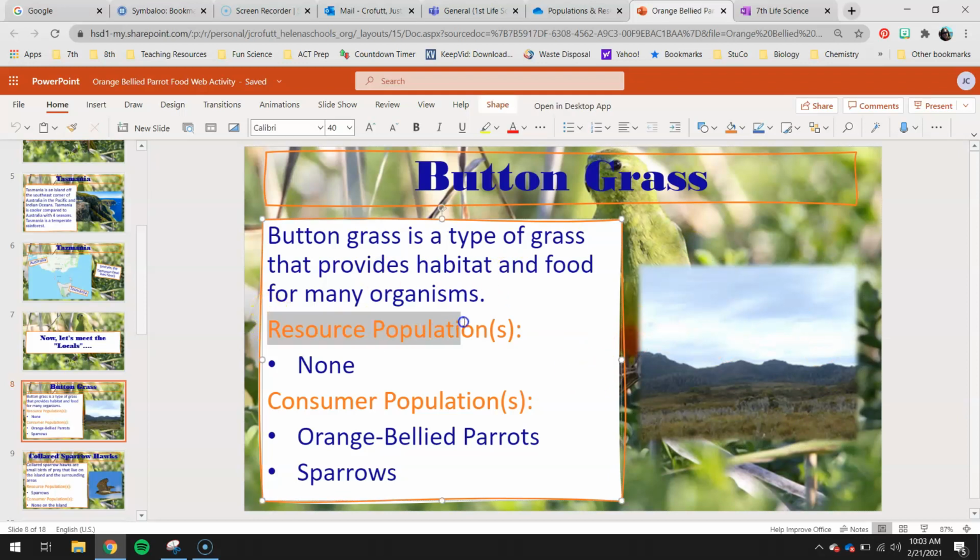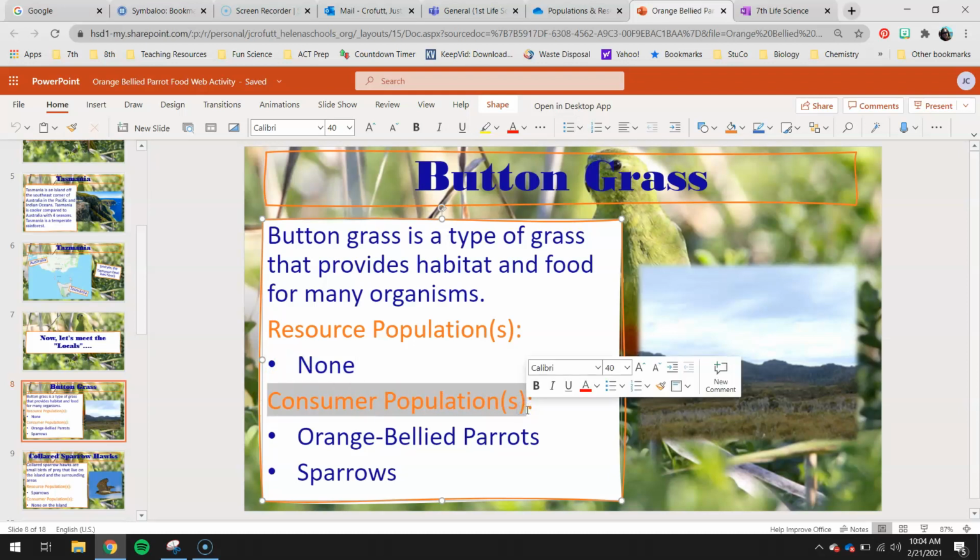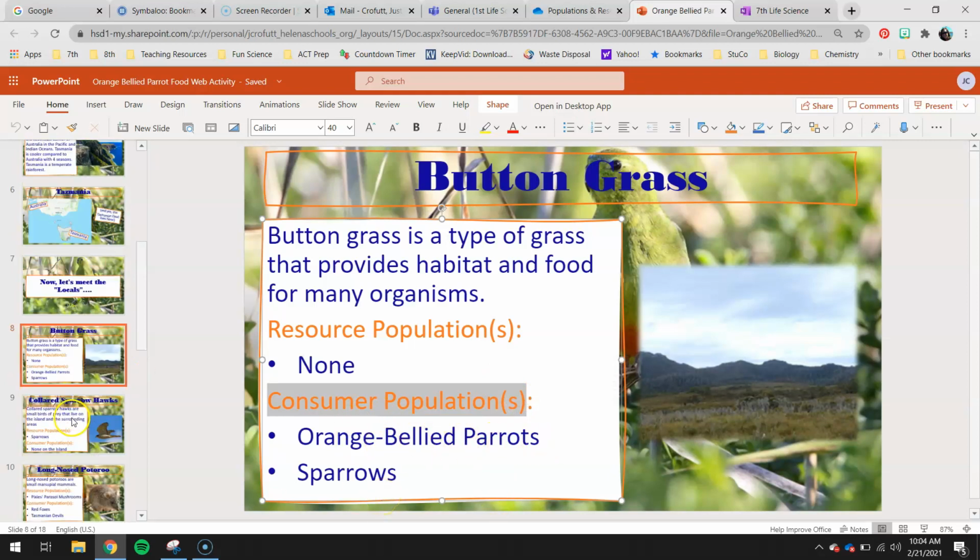So resource populations, that means what does this grass eat? Because it is a plant, it doesn't need to eat anything. It makes its own food. So there are no resource populations for button grass. However, consumer populations are going to be the thing that eats the button grass. So what does the button grass get eaten by? Orange-bellied parrots and sparrows.